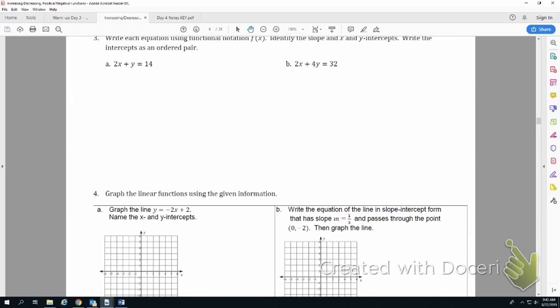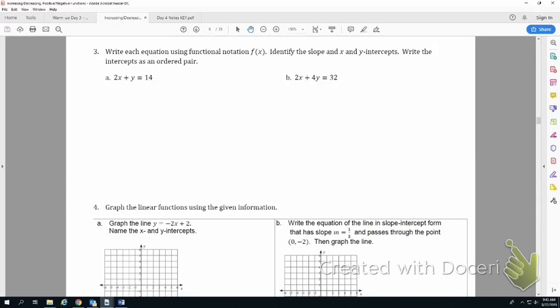Alright, the rest of this is mostly just examples, so now we can get moving a little bit. It says write the equation using the functional notation f of x. Identify the slope and the x and y intercepts. Write the intercepts as ordered pairs. So if I'm having to find the slope and the y-intercept, what form is going to be easiest to find those two pieces of information? The slope-intercept. All right. So what is the slope-intercept form again? y equals mx plus b.